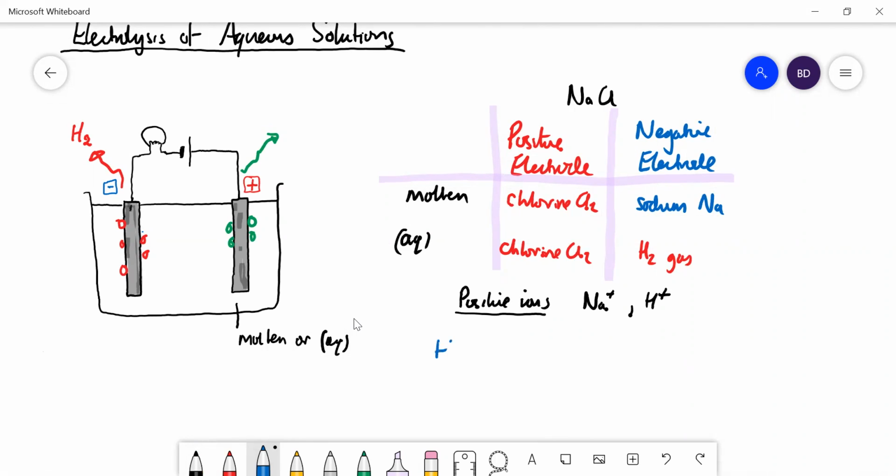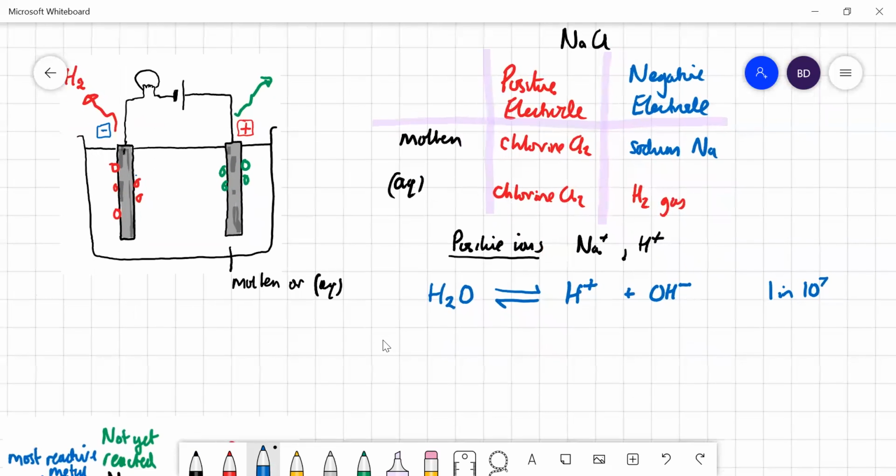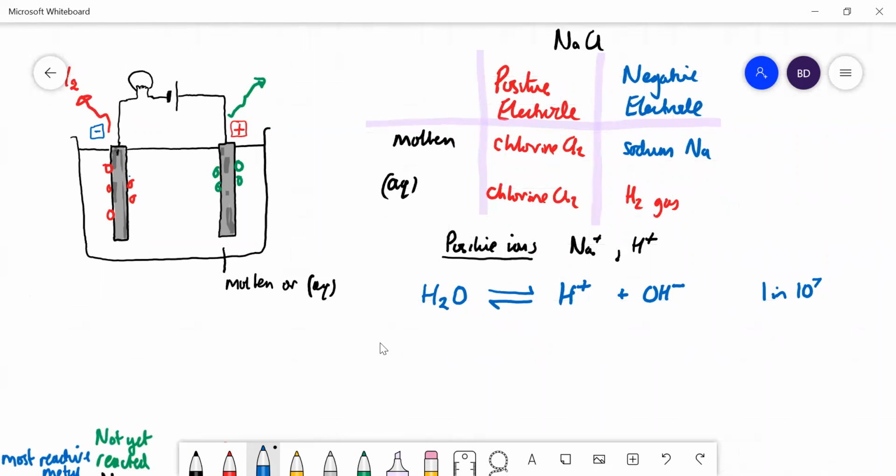Now, if you've done the equilibrium topic, which you probably haven't done, then you're probably familiar with this. But water, that reversible arrow means that the reaction is reversible, splits up into H plus ions and OH minus ions. It's about 1 in 10 million molecules do that at any one time. So most water is covalent water. Hardly any of it is split into these ions, but a tiny bit will. And that's of course why even distilled water will conduct electricity a little bit, because there are some ions in it.